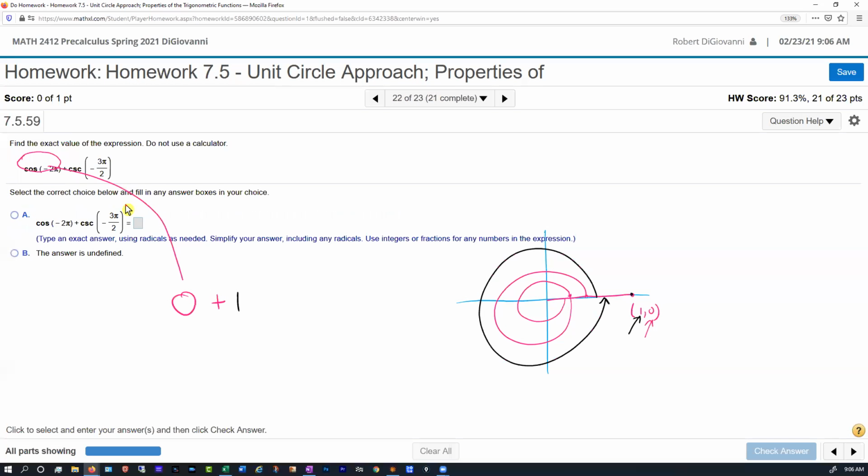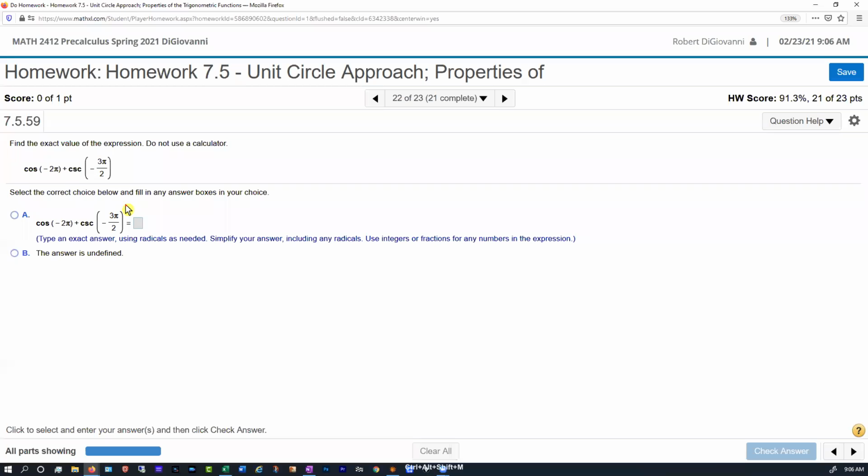Okay, clear this out. So similar problem, let's see, we have, let's start with this red one, cosine of negative 2 pi. So we're going to go clockwise, 1 rotation. Cosine should be the x-coordinate, so that should be a 1. Plus, all right, cosecant of negative 3 pi over 2.